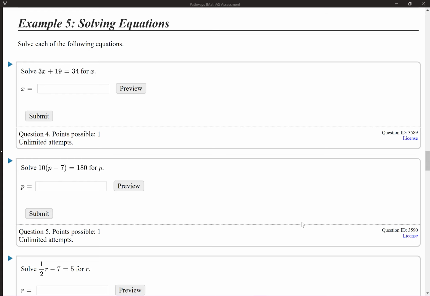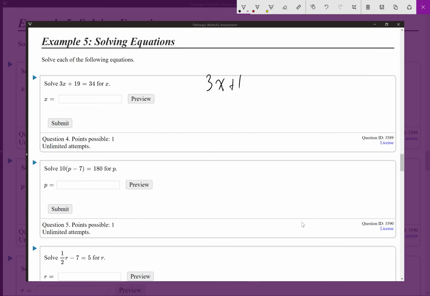Let's use our reasoning about solving equations to solve all of the parts of example 5. So this first part, we would like to solve the equation 3x plus 19 is equal to 34. We can think of this as some number plus 19 is equal to 34. So if some number plus 19 is equal to 34, this number must be 19 less than 34. Therefore, 3x must be equal to 34 minus 19.